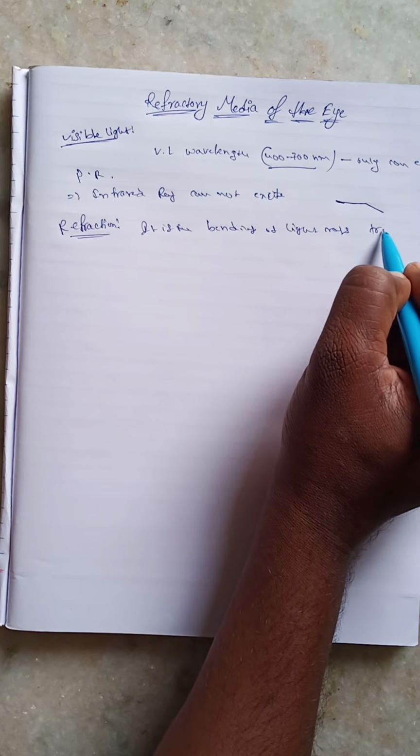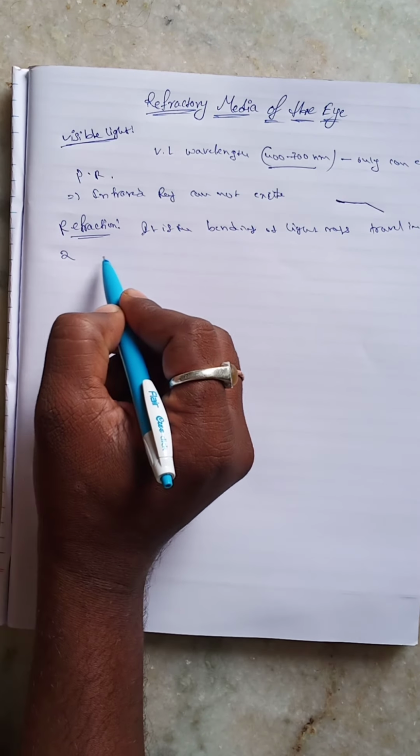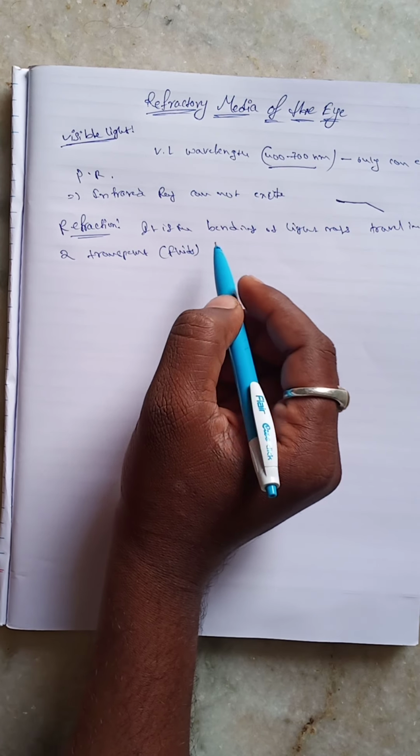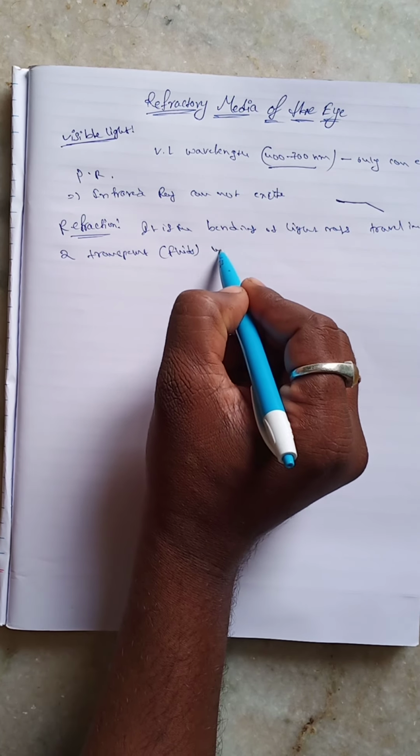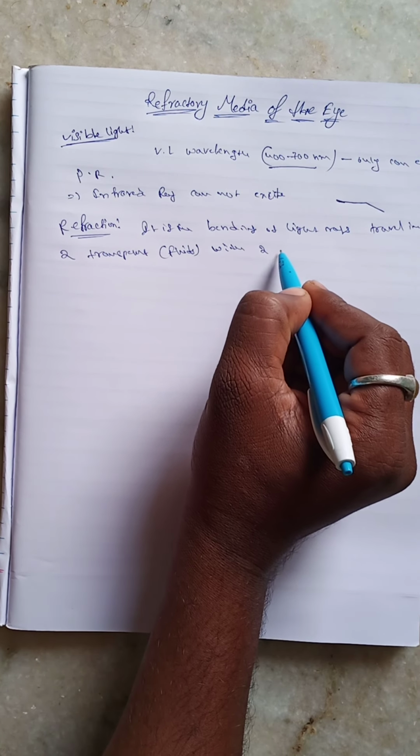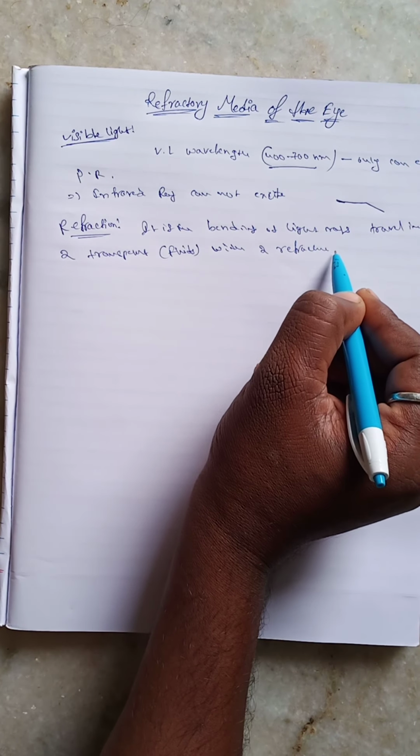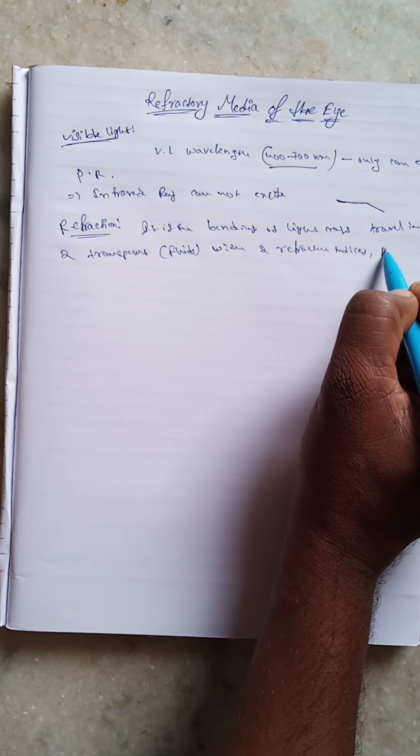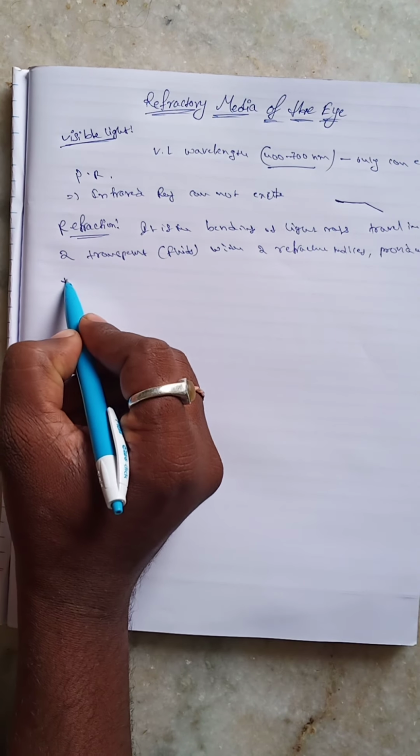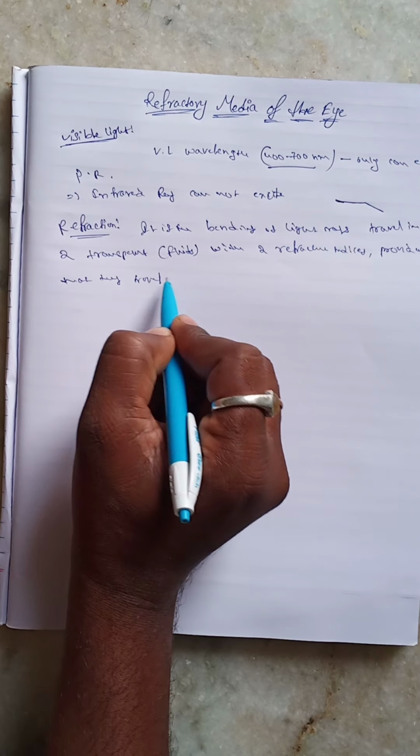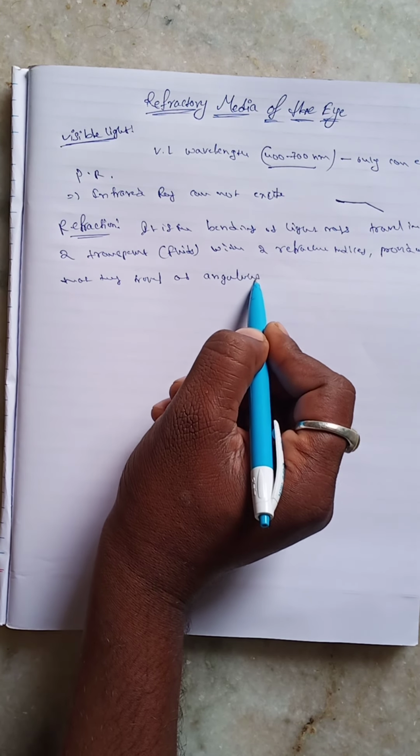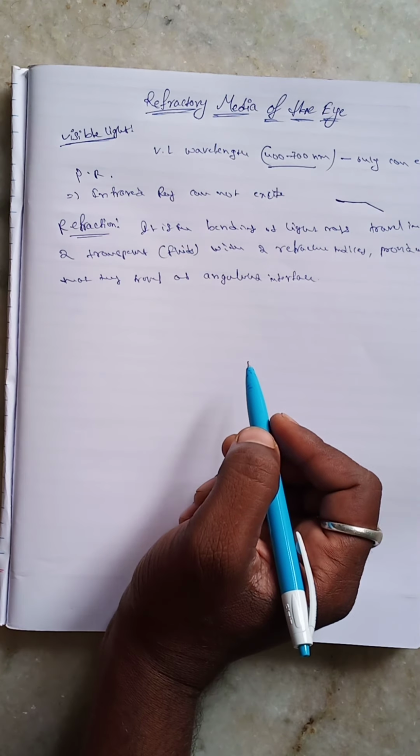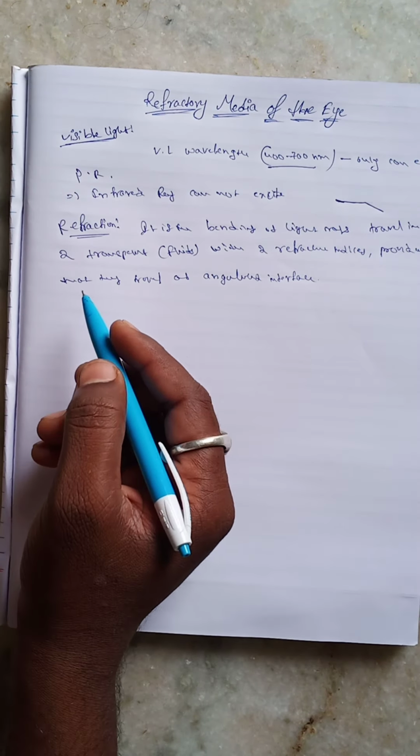So when light travels through two transparent media, meaning two transparent fluid media with two different refractive indices, provided that they travel at an angulated interface, it is known as refraction.